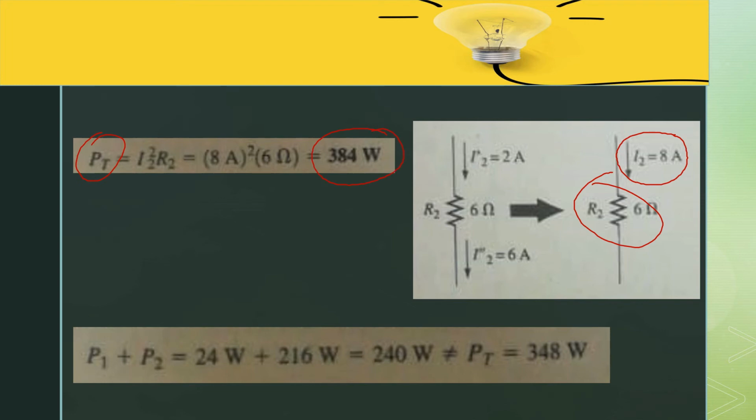Now we see that the power due to the individual sources is equal to 240 watts, but the total power dissipated by this resistor is equal to 348 watt. So it means that the superposition theorem is not applicable to the power levels, because the sum of the individual powers is not equal to the total power.